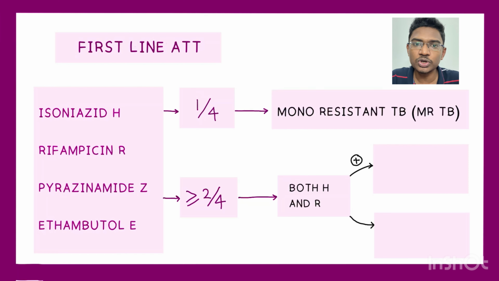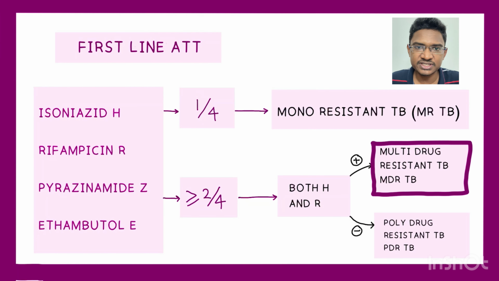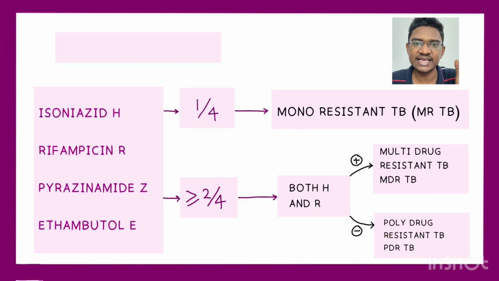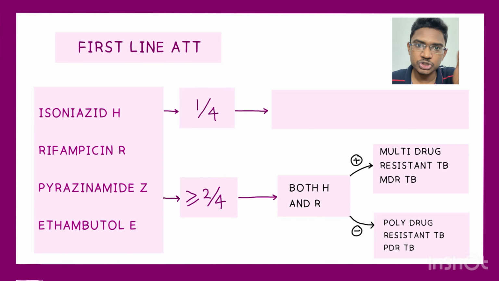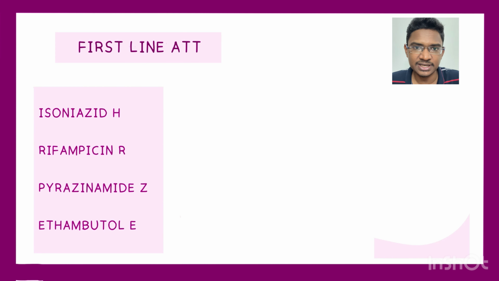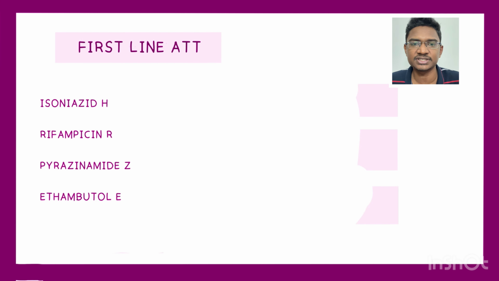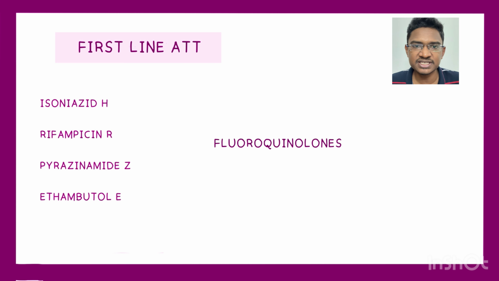If it is more than or equal to 2 out of the 4, then we see whether the resistance is involving both H and R. If it is both H and R, then we call it as multi-drug resistant tuberculosis, MDR-TB. If it is not both H and R, then we call it as polydrug resistant tuberculosis. And then we see resistance to fluoroquinolones. If it is present, then we call it as pre-XDR. If resistance is also due to group A drugs like linezolid or bedaquiline or both, then we call it as extreme drug resistant tuberculosis, XDR. Okay, so this basic definition you should be knowing.